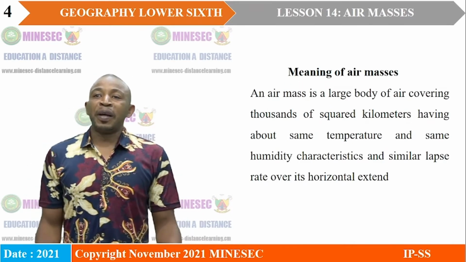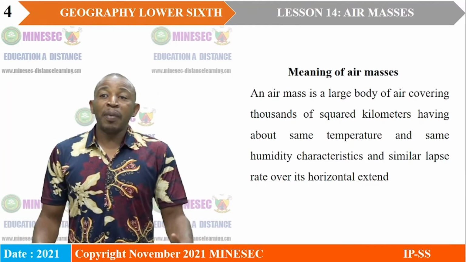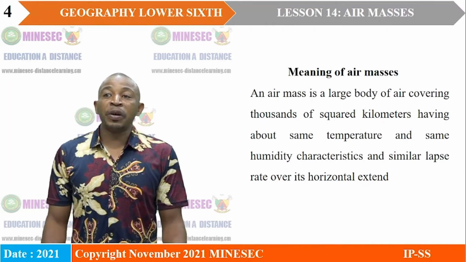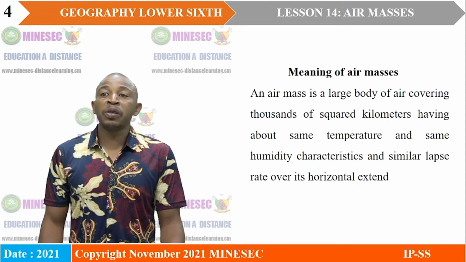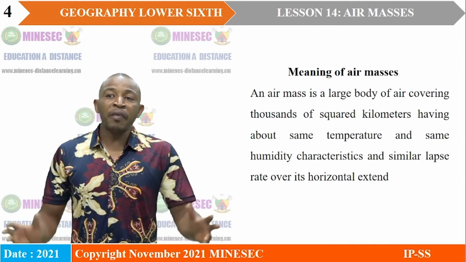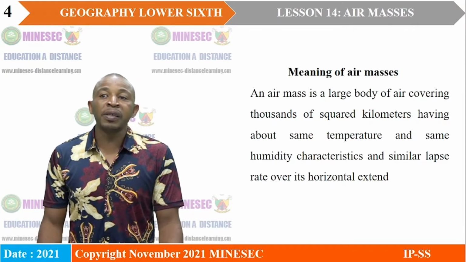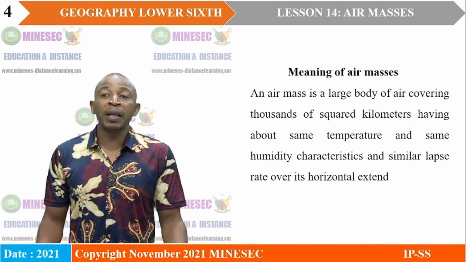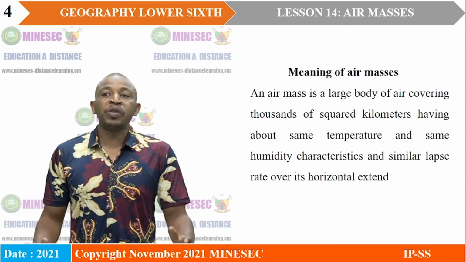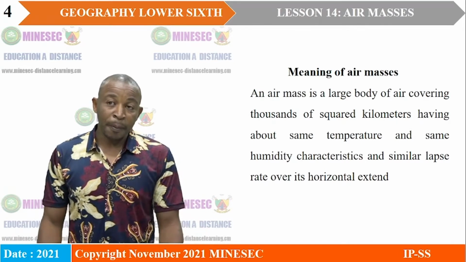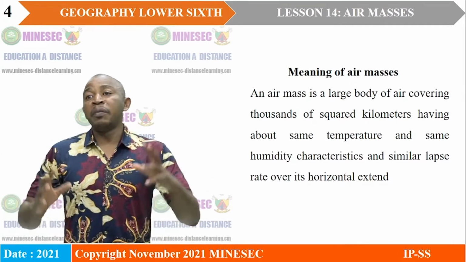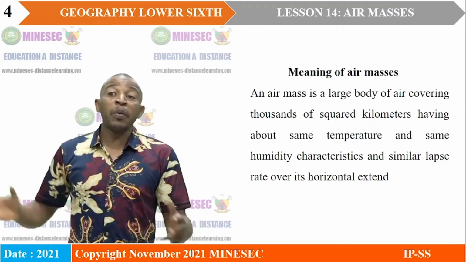Now, the meaning of air masses. An air mass is a large body of air covering thousands of square kilometers, having about the same temperature and same humidity characteristics, as well as similar lapse rate over its horizontal extent. This is to say, an air mass covers a very long distance.